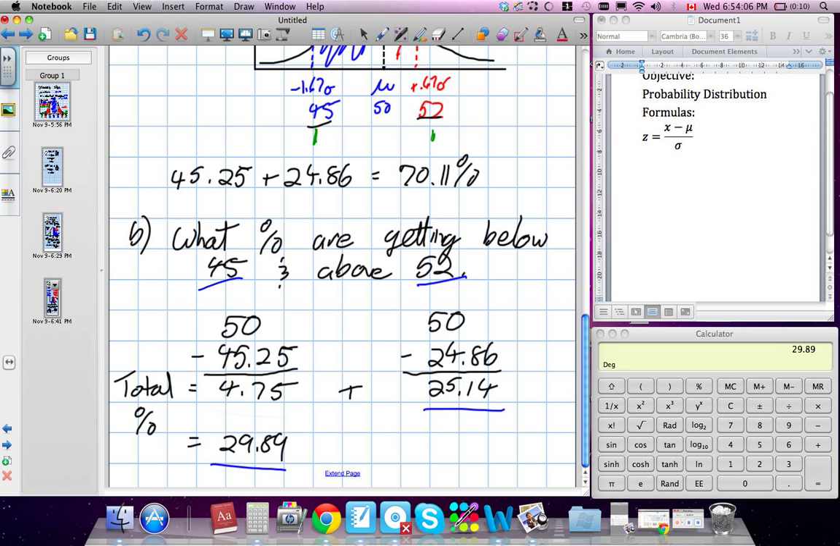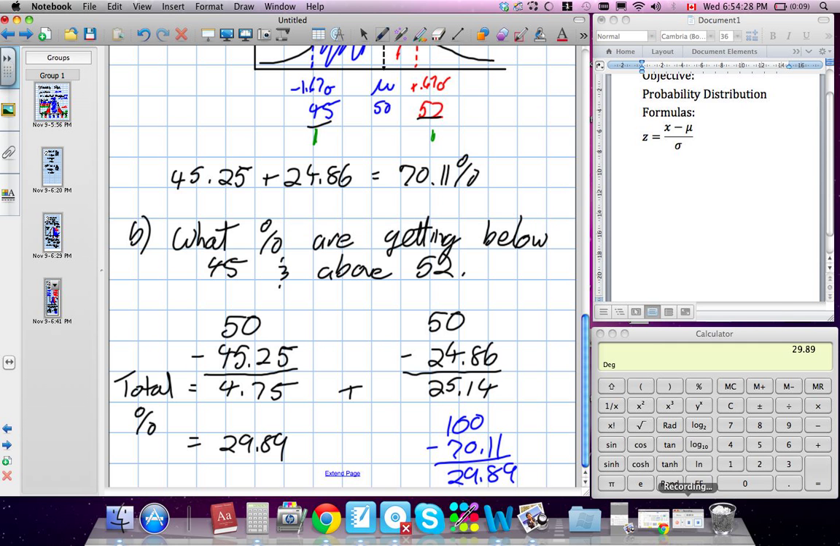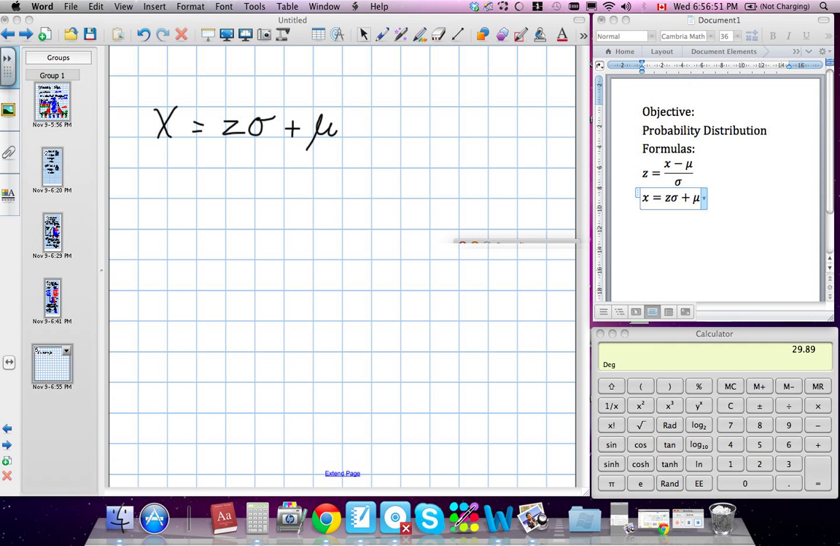Now, one quick add-on to this. They might say part B of this question, what percent are getting below 45 and above 52? Okay, so I asked you what percent would be getting below 45 and above 52.